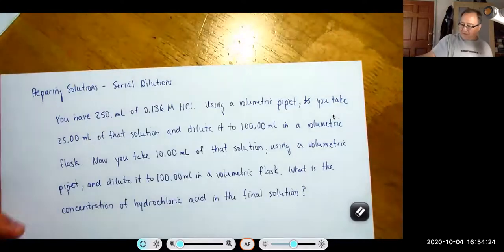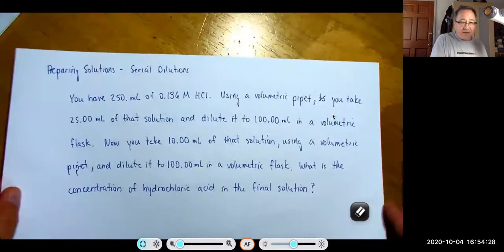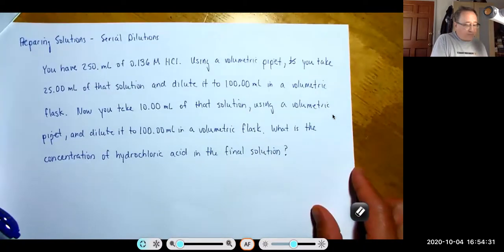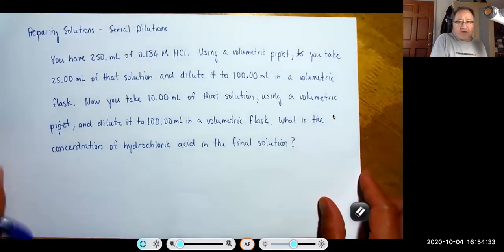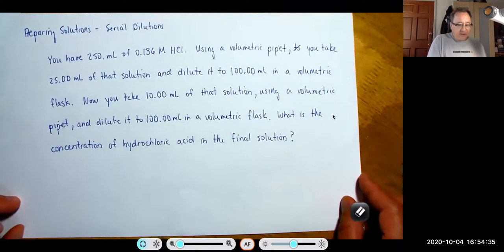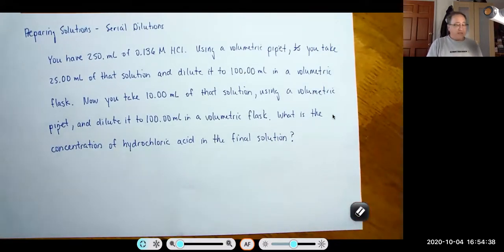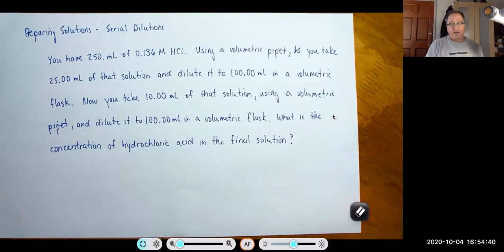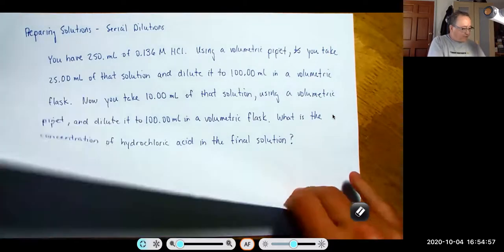All right, and we're going to do one more problem here and take a look at this idea. It's called serial dilutions. A serial dilution is where you want to make a dilution more than once. So let's say that you have a solution that is so concentrated that even if you take 1 out of 100 parts of it and dilute it, that's still too concentrated. So what do you do? You dilute it again. Those are called serial dilutions. So let's take a look at this idea with this serial dilution.